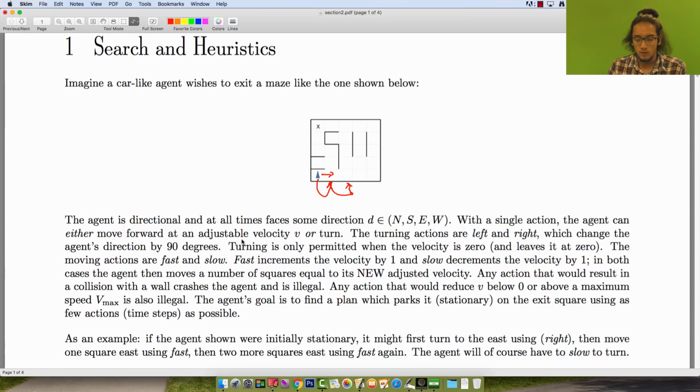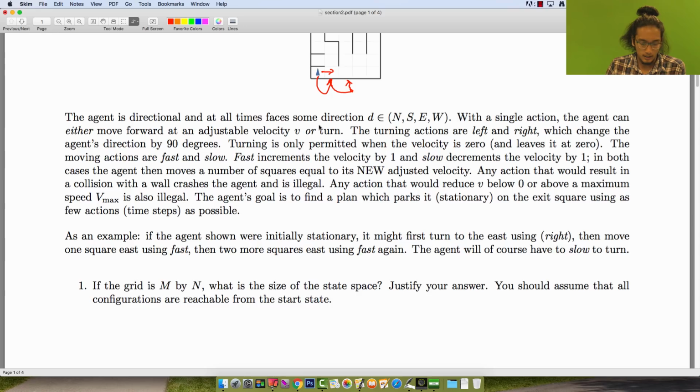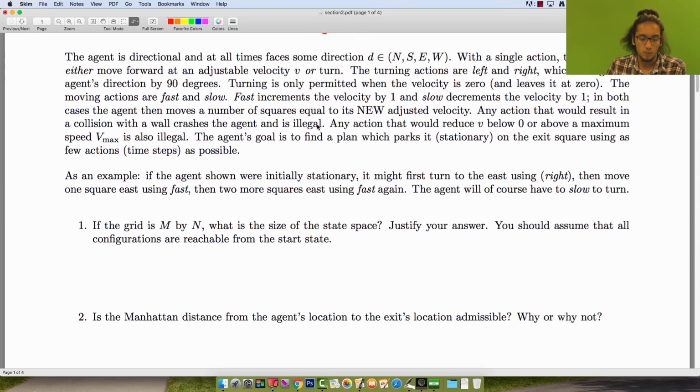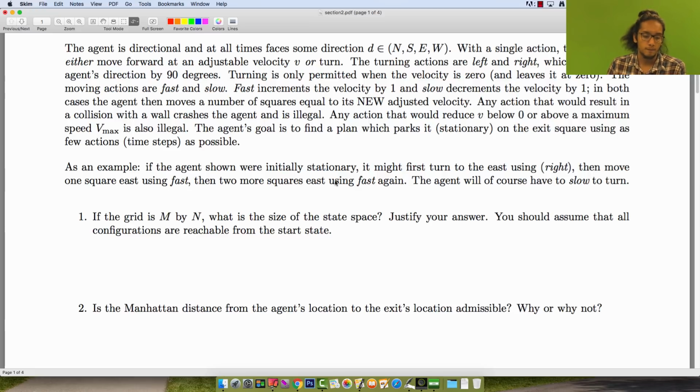Also, what's important is you're only allowed to turn when your velocity is 0. So if you're moving with a non-zero velocity, you cannot turn. Also, in order to finish the game successfully, you need to not only be at the goal state, but you also need to be at rest. So these are the constraints you have for this problem, right? Let's jump right in with problem 1, subpart 1.